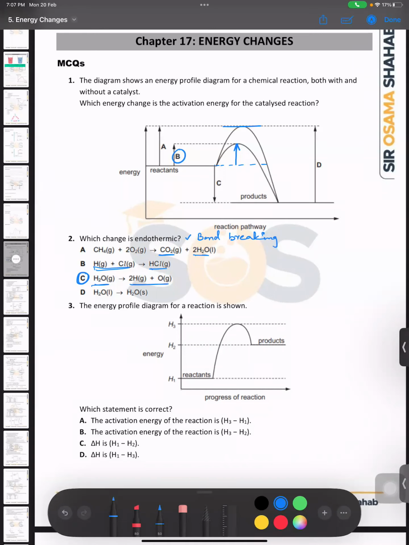Sir, ये 2 A फिर क्या होगा? A is a combustion reaction, so it is exothermic. Okay, sir. Then if you could talk about MCQ number 3, bacho, so the energy profile diagram for a reaction is shown over here on the screen, and which statement is correct? So Abdul Rafe, can you answer this, bete?